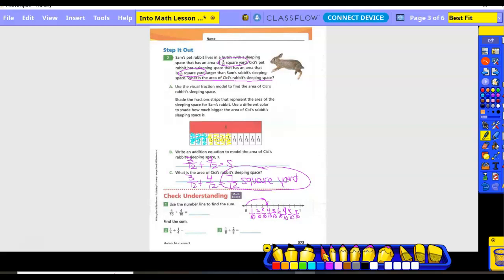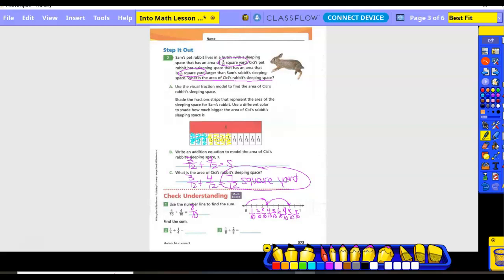Okay, then what am I going to do next? So 1, 2, 3, 4. And what do I land at? 8/10. So does my number line match up with my equation? Yeah. Okay.